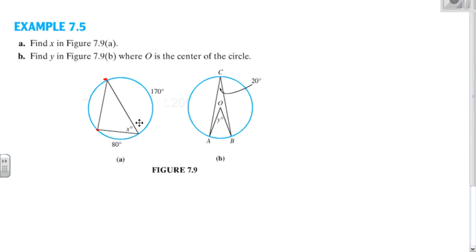And here's 170 and 80 for a total of 250. So if we subtract 360 minus 250, we get 110 degrees for this arc. So x is the inscribed angle that cuts that arc, subtends that arc. So that means x is going to be half of that. So x equals 55 degrees.